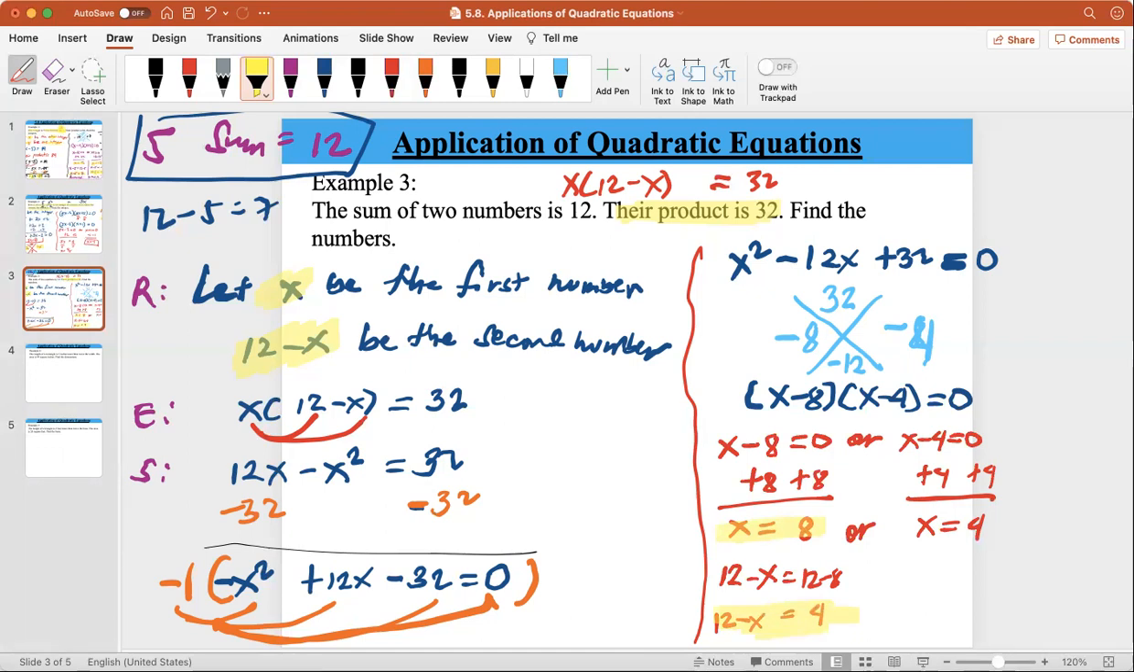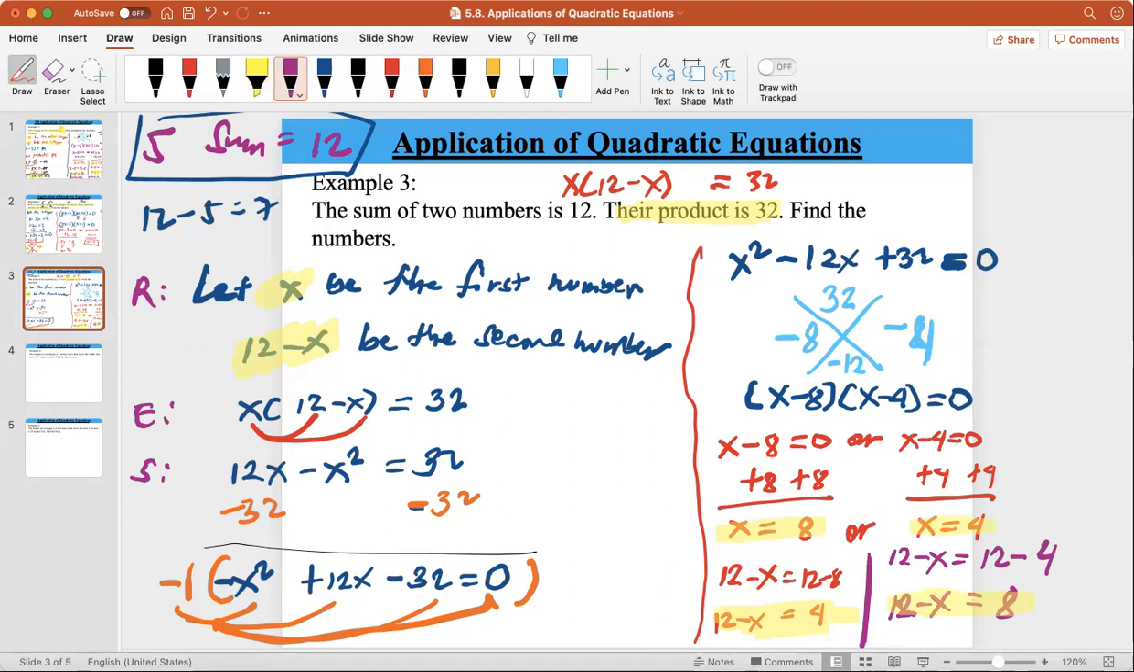But that's only one possible pair. How about the other possible pair? We can use your x here. You can use x equal 4 to get 12 minus x. What is it? 12 minus 4. What's 12 minus 4? 8. What do you notice? It's the same. The same. So x equal to 4 and 12 minus x equal to 8.